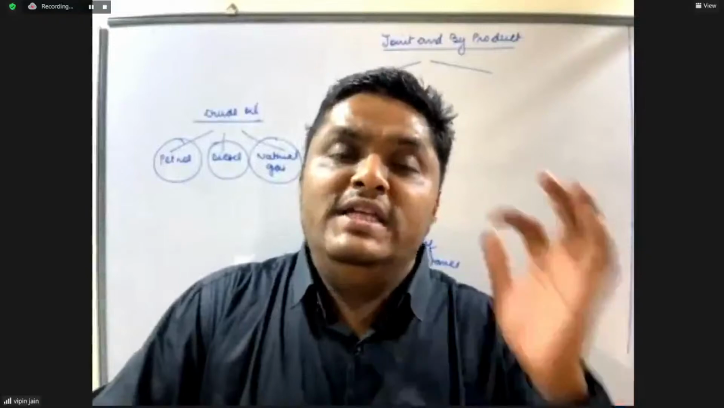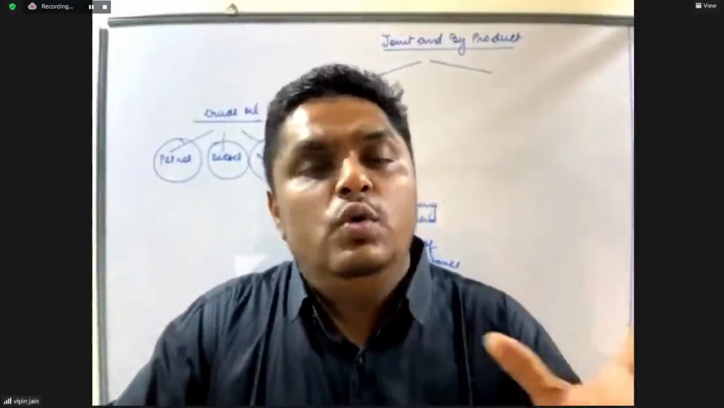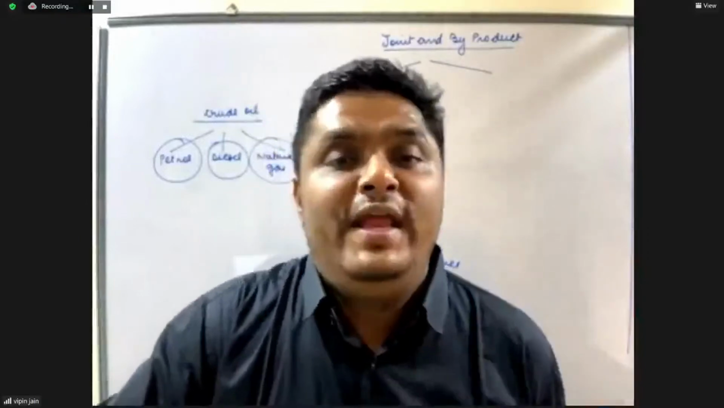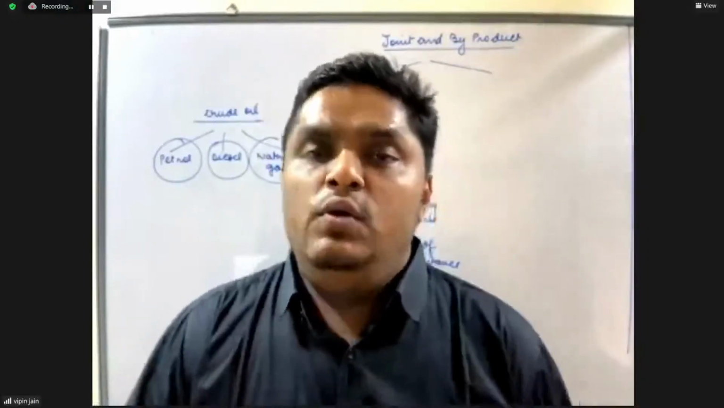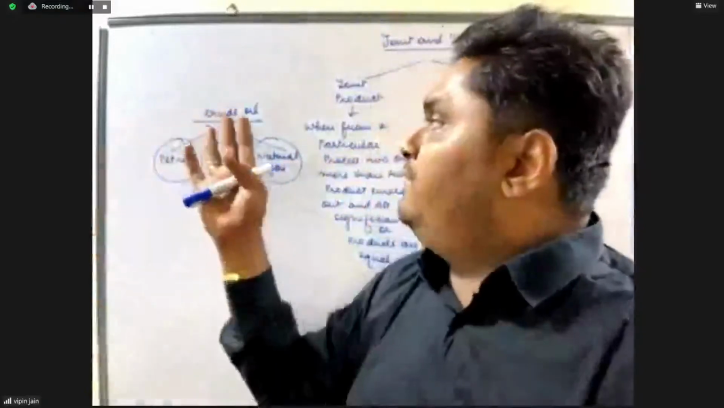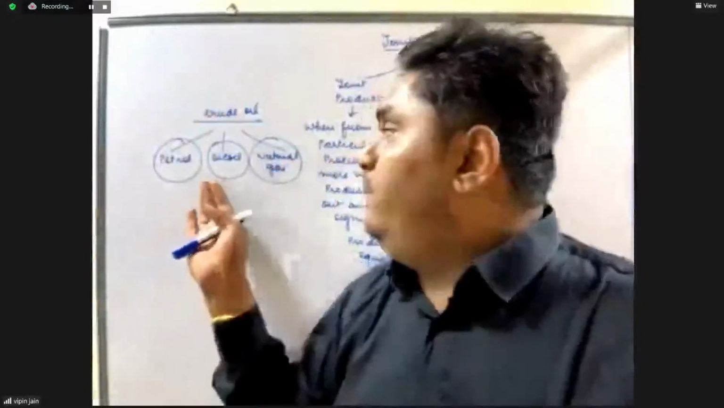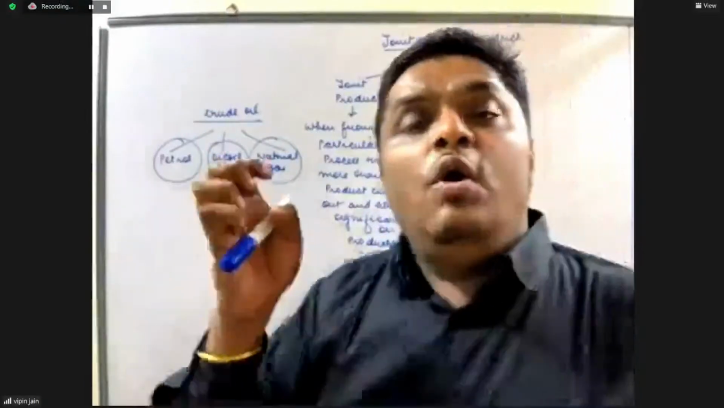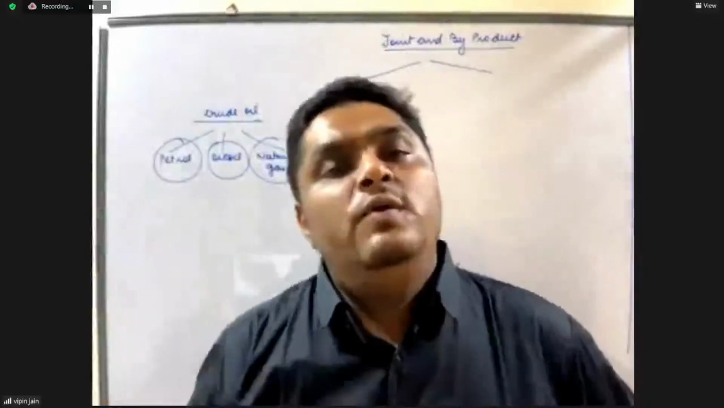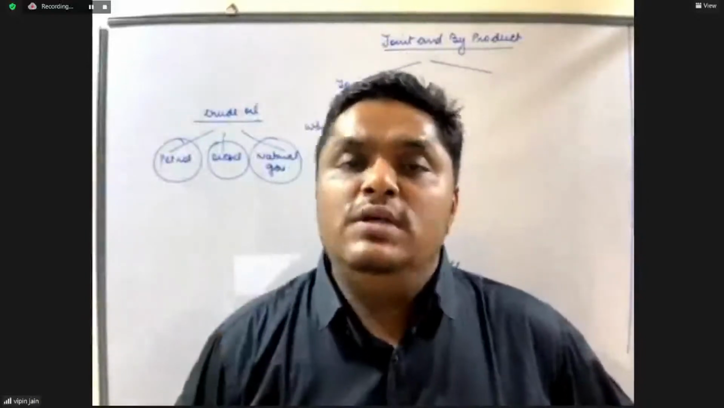I repeat again, guys, when from a particular process, two or more than two products emerge out, all having equal importance or significant value, then these products are known as joint product. So when talking about the example of joint product, after processing crude oil, if we are getting petrol, diesel, natural gas, all these products have more or less similar value and they all are of equal importance. So these are known as joint product.